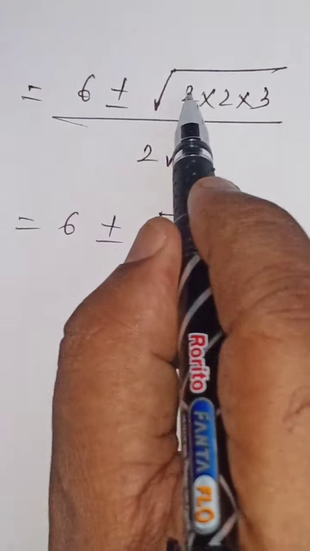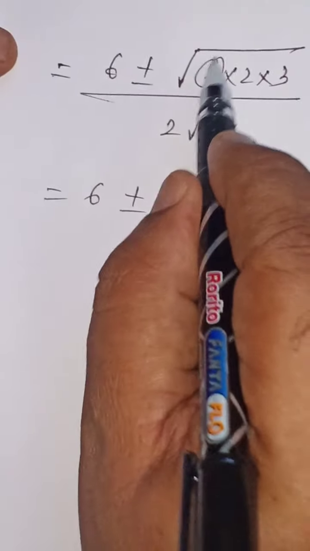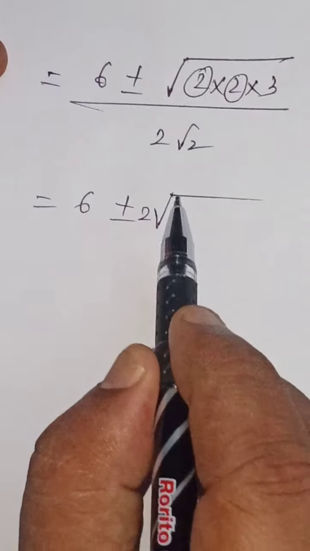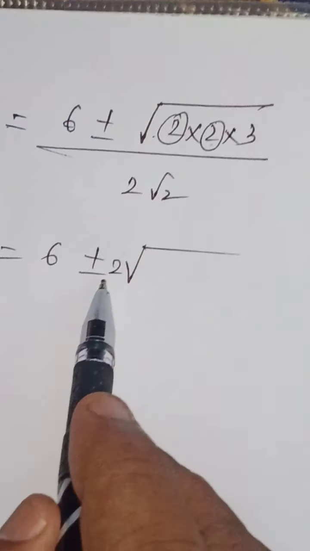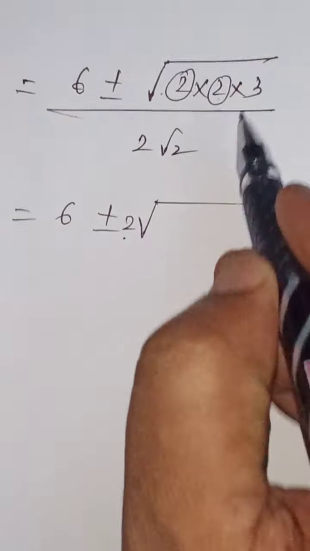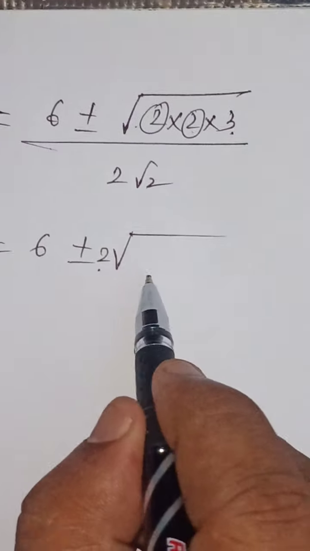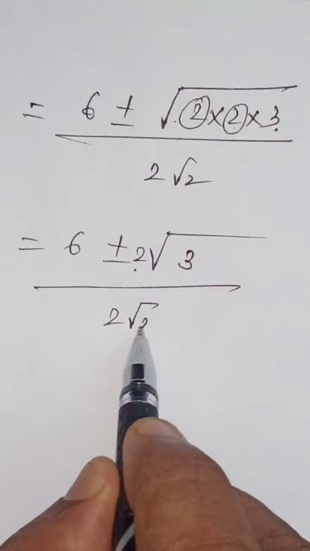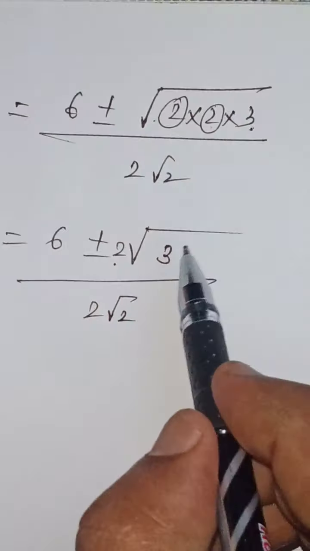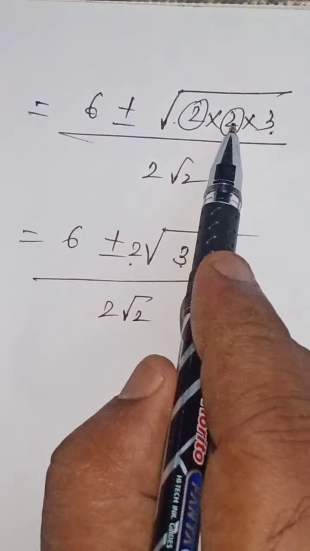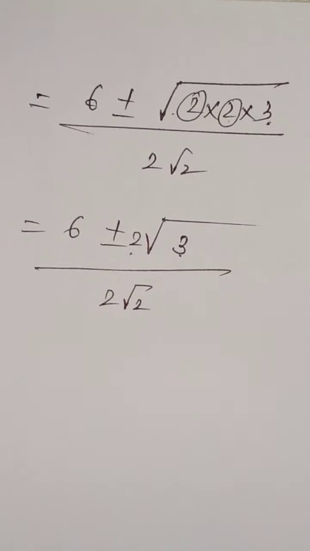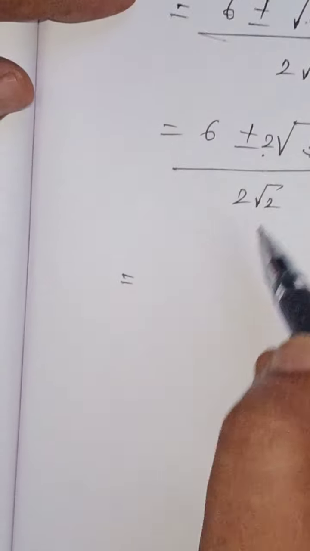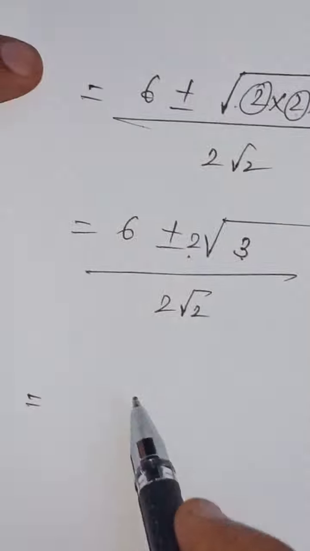Then remember, double 2 can write only one 2 because 2 2s are 4, 4 square root is 2. We can write it outside the square root. Which one is left out? 3. Write 3 here, divided by 2 root 2. So a single number is to be written inside the square root. For double 2 you can write 2 outside the square root. Okay, all this I have learnt in 9th standard itself.